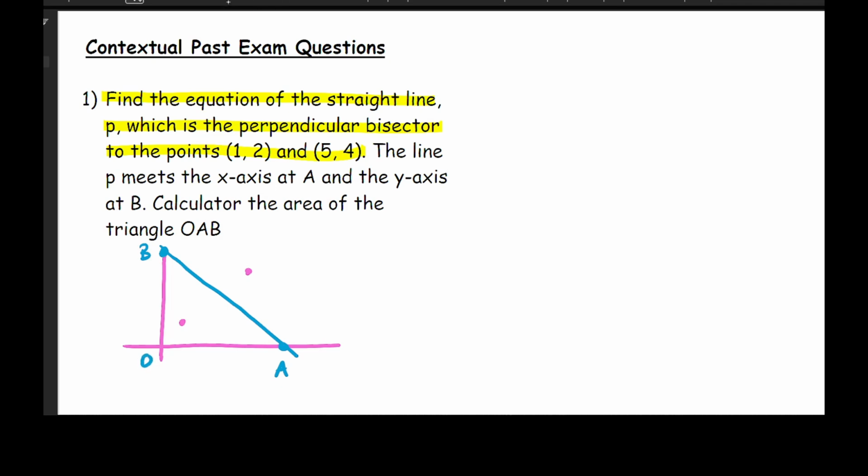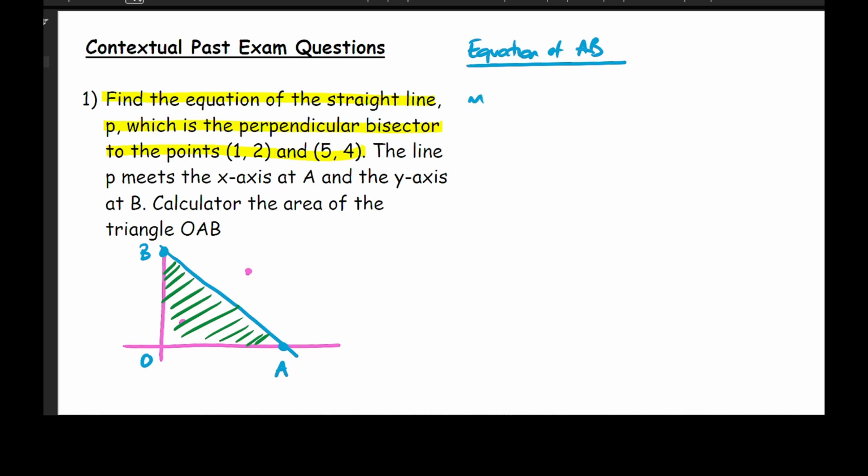So what the last part of this question is asking me to do is to find the area of this triangle. Now in order to find that, I need to find those coordinates where it crosses the axis, and in order to find that I need the equation of that line AB. So to find the perpendicular bisector, so the equation of AB.